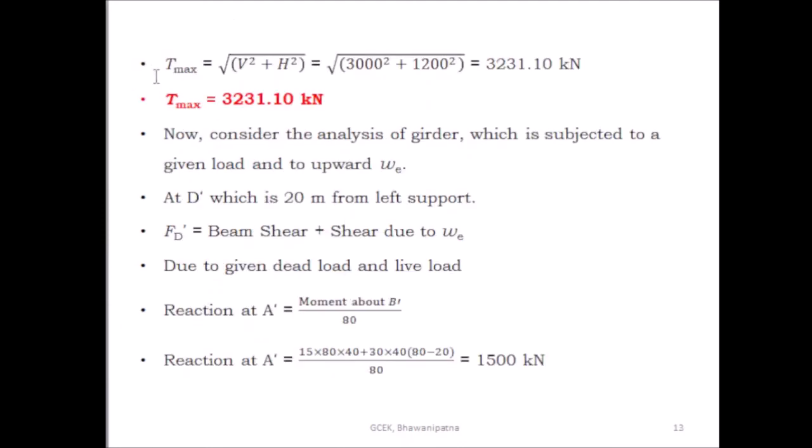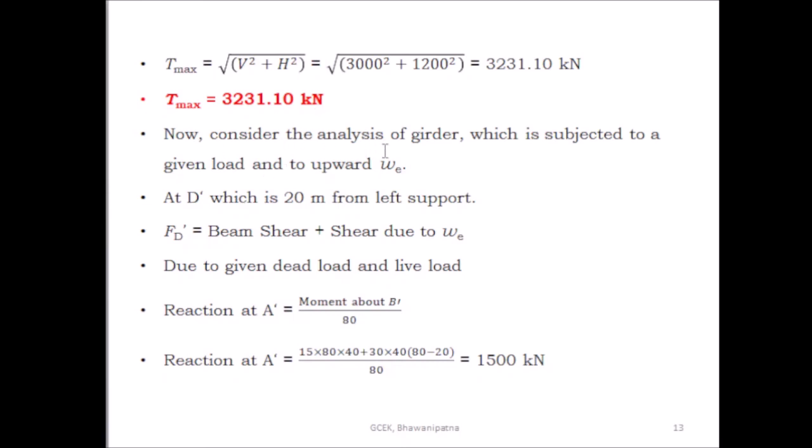Then you can find out the maximum tension in the cable. T max is equal to the root of V square plus H square. So this is V and this is H: 3000 square plus 1200 square. So this is equal to 3231.10 kN. This is the maximum tension in the cable.